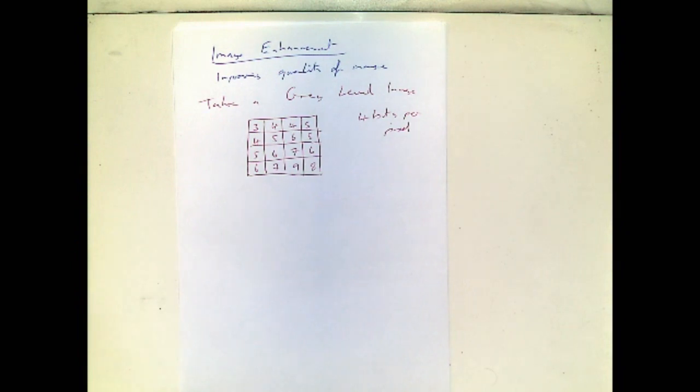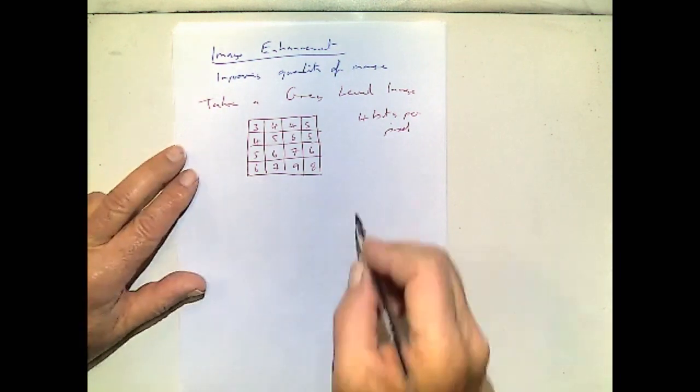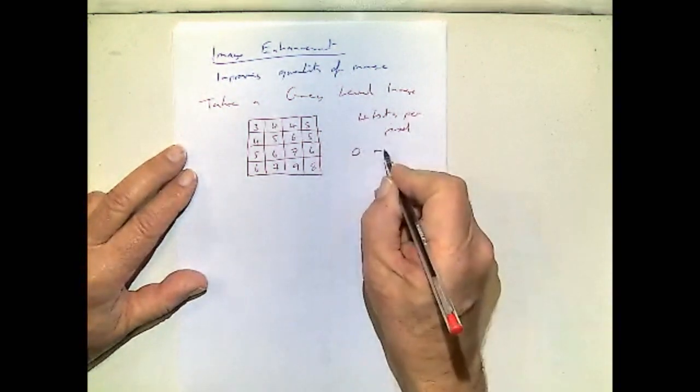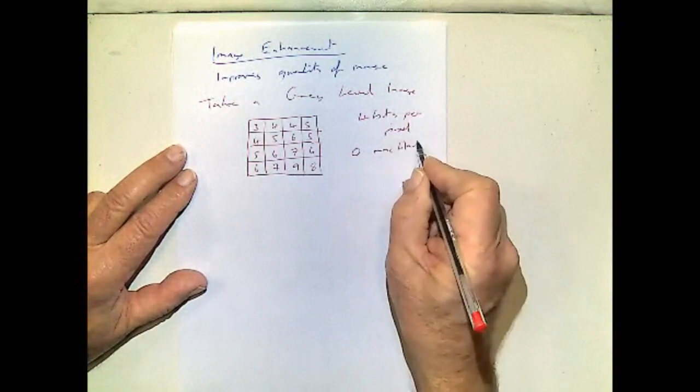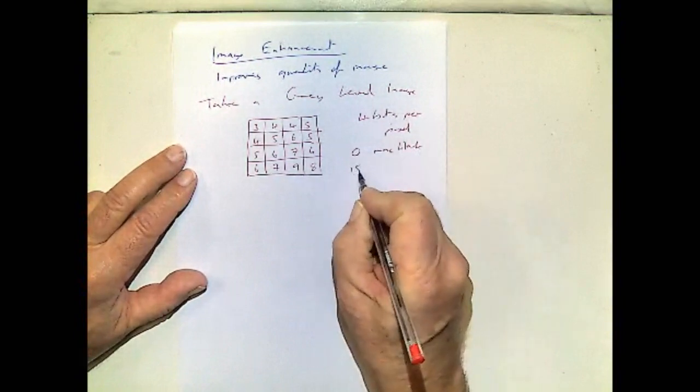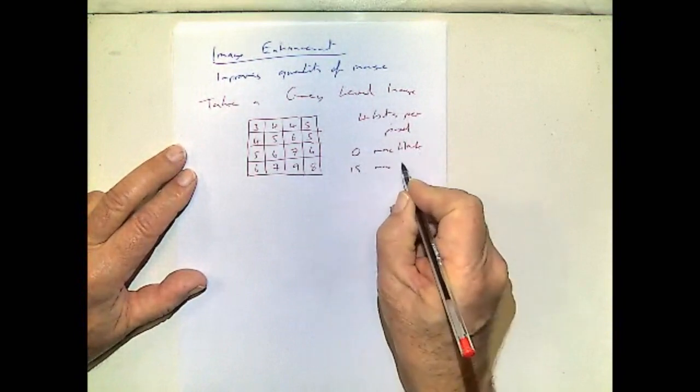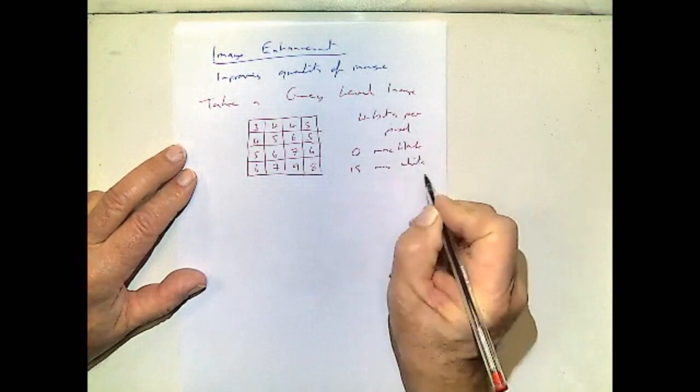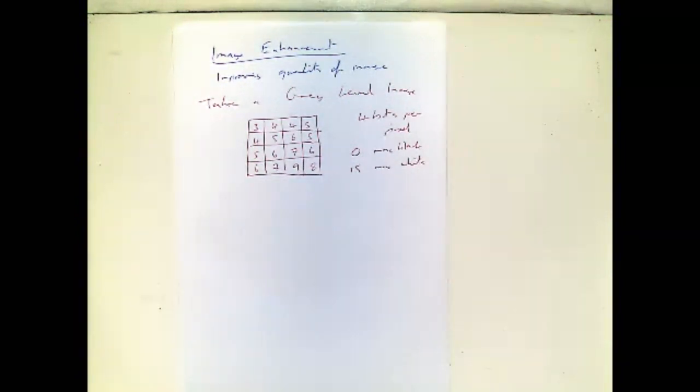What does that image look like? Can anybody describe what the image might look like? Remember, for 4 bits, 0 is max black, and 15 is max white. And you've got all the grey levels in between. Any suggestions of the appearance of that image?